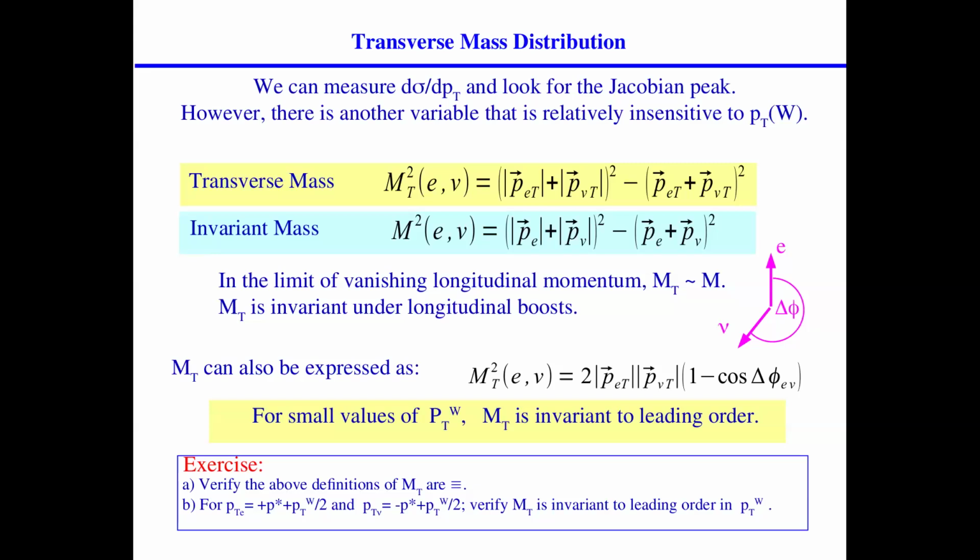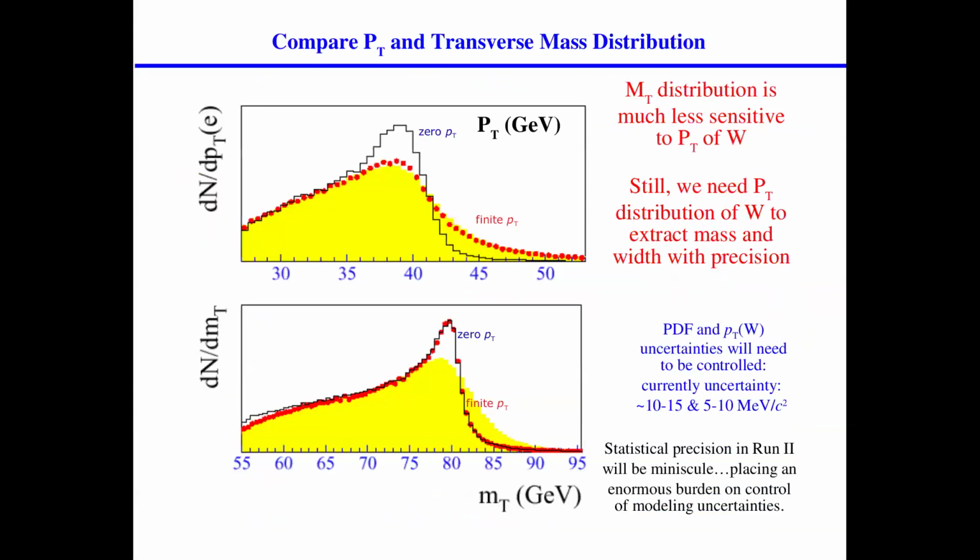But one nice thing about the transverse mass, in contrast to the PT, is that MT is invariant to leading order. If you want, in some exercises this evening, you can verify the definitions of MT are this, and also if you do this, you can verify that MT is invariant to leading order, unlike PT. And so that's good if you have some soft gluon messing this up. This is a better measure of the W mass.